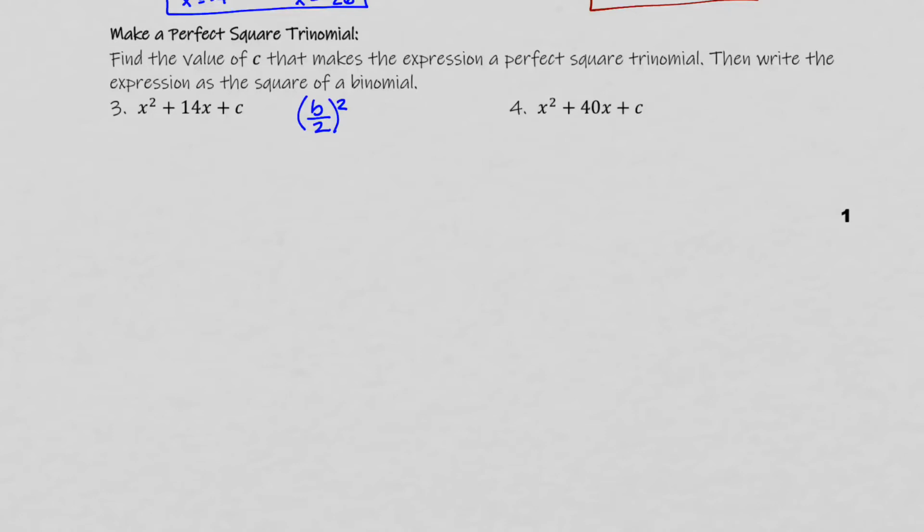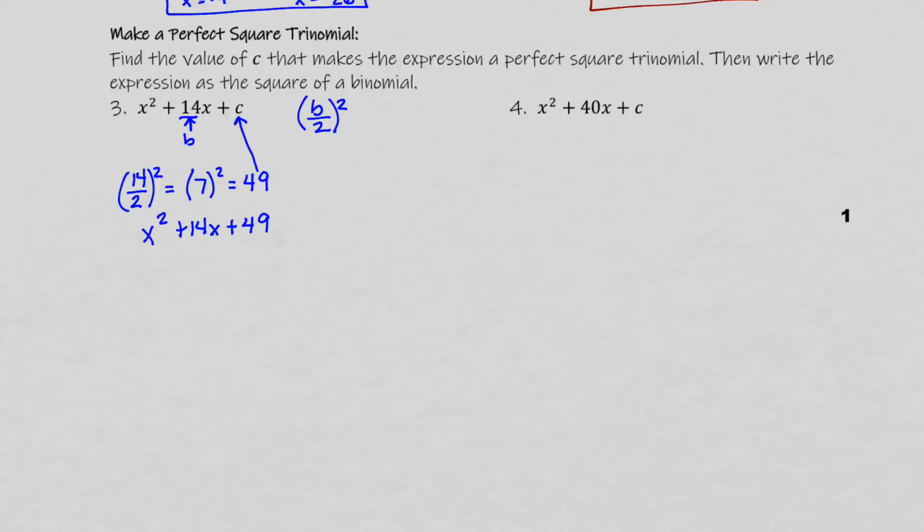So my b is what's in front of x, so it's 14. So I have 14 over 2 squared. Okay, well, let's simplify inside that parentheses, and I get 7, and then squared, and I get that that's 49. So I want this 49 to go in place of c. So this is x squared plus 14x plus 49.